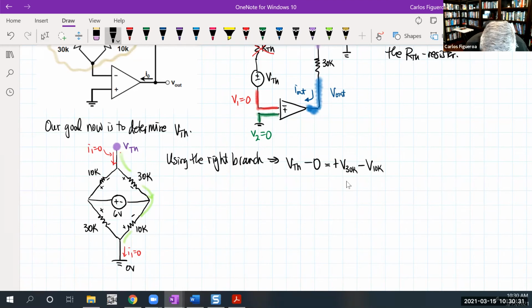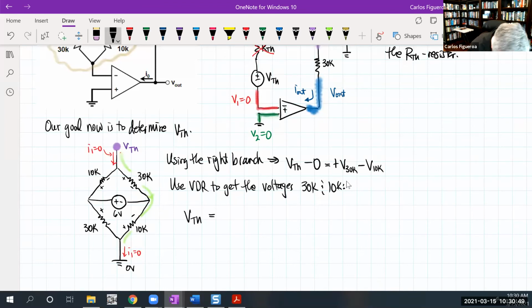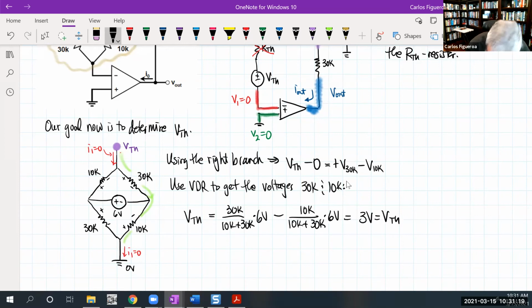So from here, I'm going to use VDR to get the voltages of the 30K and the 10K. So here we go. VTH minus 0, which I'm ignoring. What's the voltage across the 30K? Using VDR, it should be 30K over 30K plus 10K times 6 volts minus that of the 10K, which will be 10K over 30K plus 10K times 6 volts. After the dust all settles, I find that VTH is 3 volts. So now I know what the Thevenin voltage is.